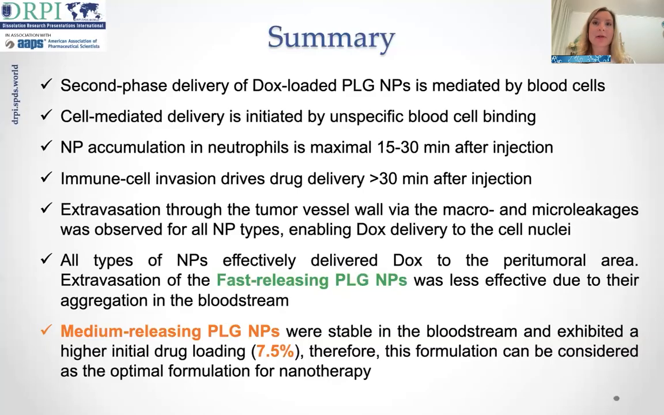To sum up, the nanoparticle uptake by immune cells appears to be an additional and very important phase in the nanoparticle drug delivery life cycle. Moreover, the medium-releasing PLG nanoparticle formulation appeared to be more stable in the bloodstream and exhibited a higher initial drug loading. Therefore, this formulation can be considered as an optimal formulation for nanotherapy.